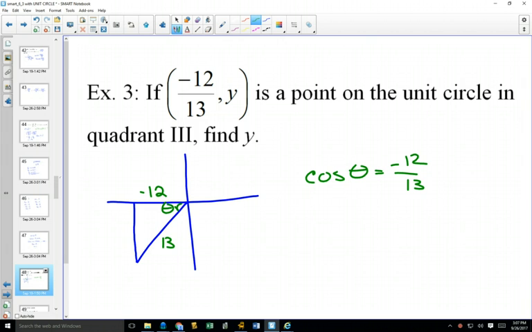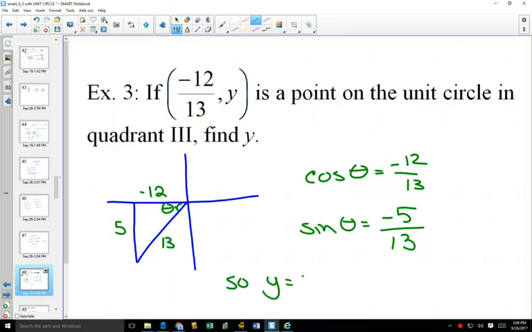A squared plus b squared equals c squared. Or do you recognize this triangle? It's just 5. Isn't that pretty? So it's a nice triangle where all the numbers are whole numbers. And so what's y? Well, y is sine. Now that we've figured out that other side, we know that sine, it's going to be negative because it's in quadrant 3, is negative 5 over 13. So y equals negative 5 over 13.